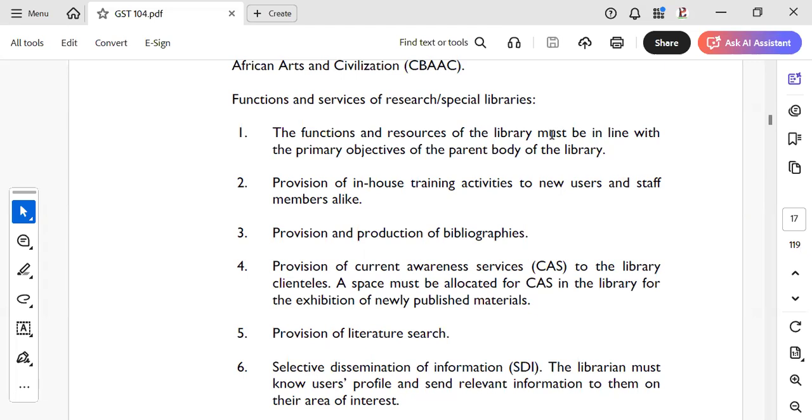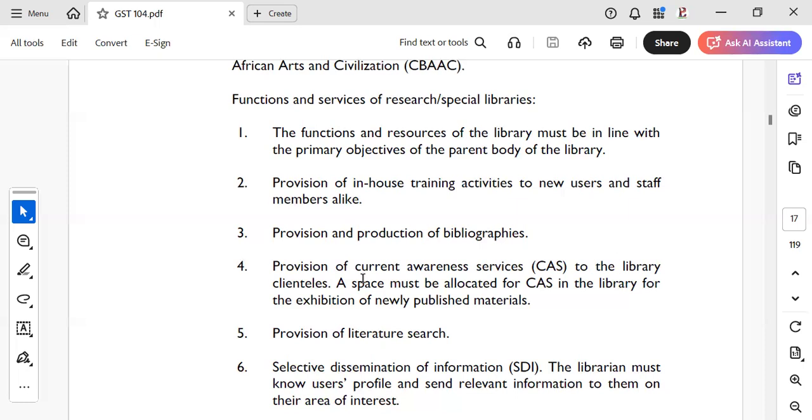Listing authors is very important and very useful when you go to such libraries as special or research libraries. If you are looking for a particular author or particular information about a particular book, you can consult their bibliography for that.